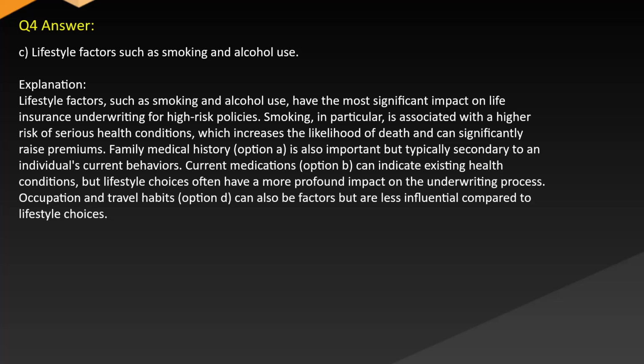Family medical history, option A, is also important but secondary to an individual's current behaviors. Current medications, option B, can indicate existing health conditions, but lifestyle choices often have a more profound impact on the underwriting process. Occupation and travel habits, option D, can also be factors, but are less influential compared to lifestyle choices.